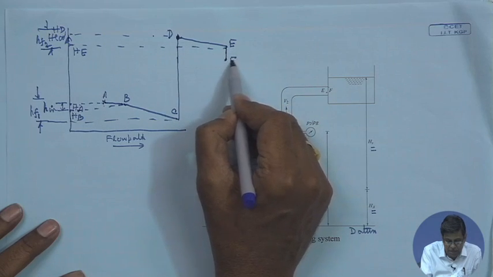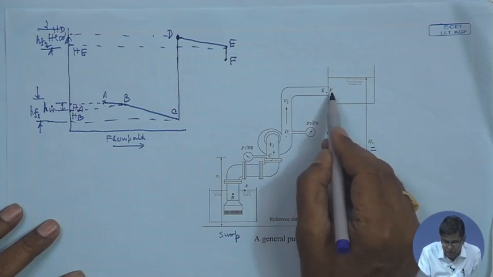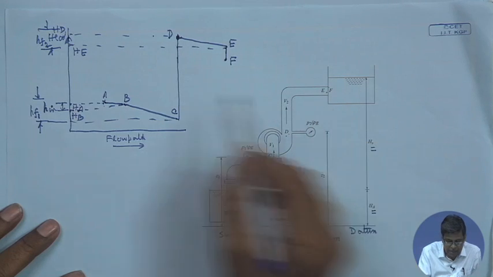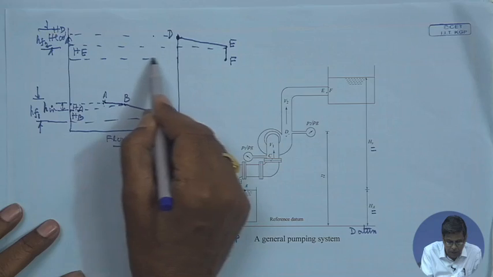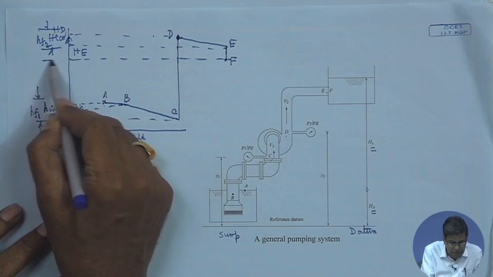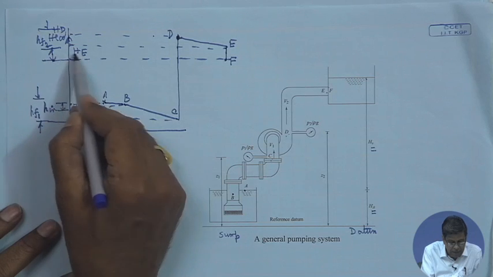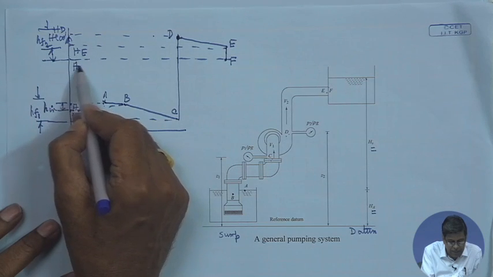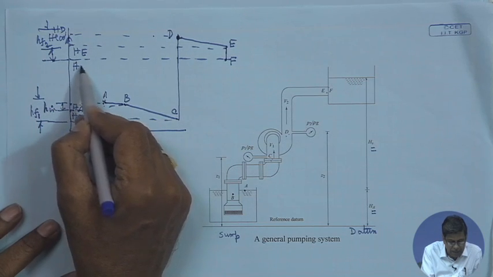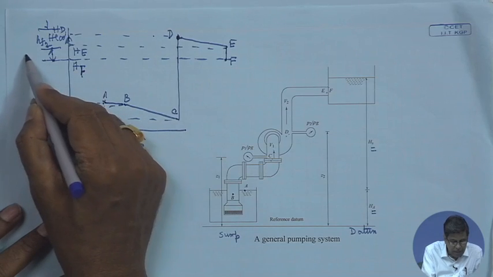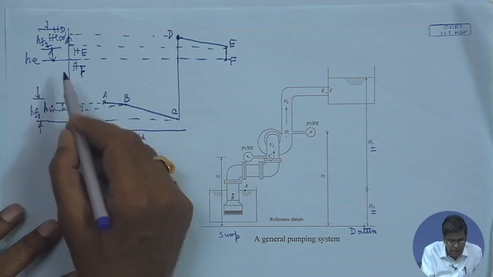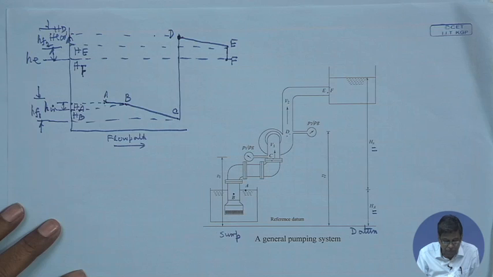That means, if this is the final point F, F is this point just after the discharge, that means fluid at rest in the reservoir. So, if we take this part, that means E and F, H E minus H F is the H E. So, these are therefore the nomenclature.